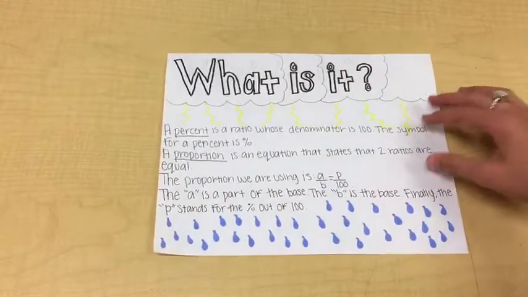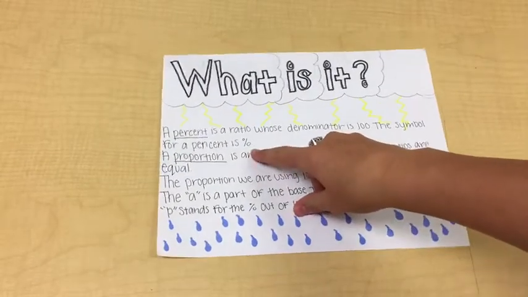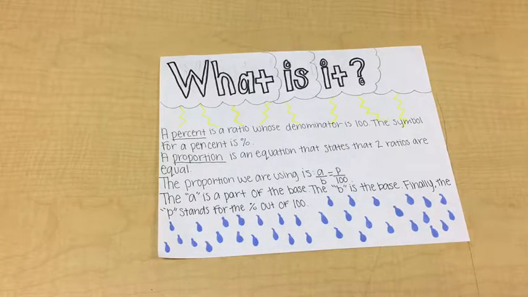What is it? A percent is a ratio whose denominator is 100. The symbol for a percent sign is shown for you on the screen. A proportion is an equation that states two ratios are equal. The proportion we're using is A over B equals P over 100. The A is a part of the base, and the B is the base. Finally, the P stands for the percent out of 100.